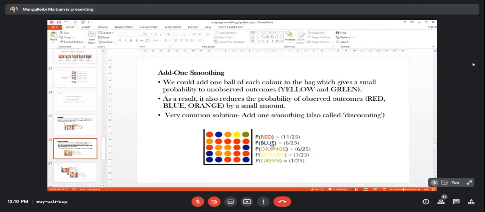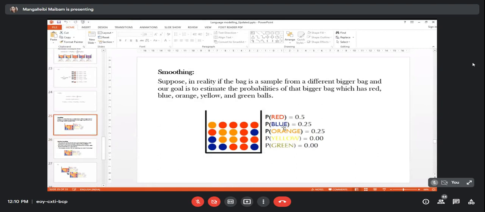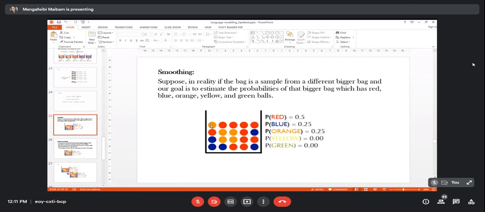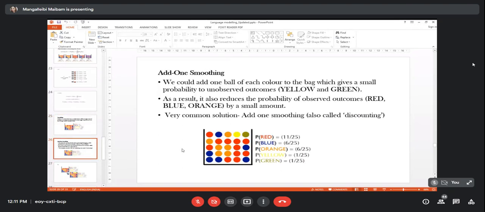Similarly, blue balls. Blue balls was 5 in the earlier collection. Now we have added 1, so it becomes 6. For orange also, it was only 5 balls in the earlier collection. Now after 1 has been added, it becomes 6. Then yellow color we have added 1, green color we have added 1. So our probability for yellow becomes a non-zero value. Our probability for green becomes a non-zero value, right?